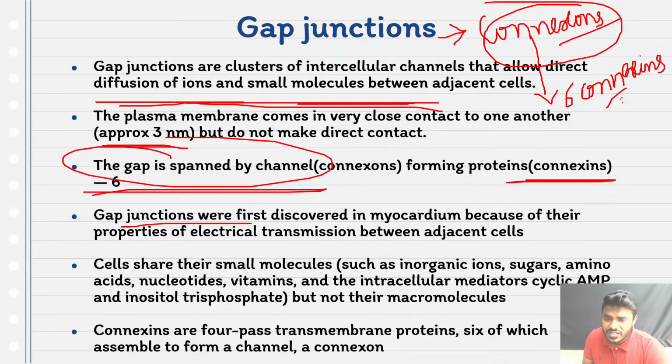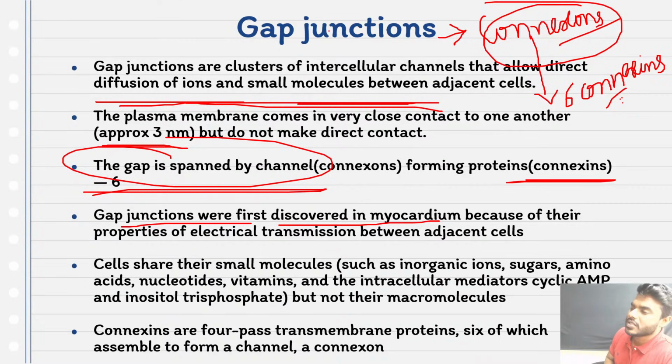The gap junctions were first discovered in the myocardium of the heart, because you know, right, in the heart electrical transmission has to occur continuously. What is electrical transmission? Movement of ions or movement of molecules. It has to move compulsorily, correct? So how are these ions moving? Of course with the help of gap junctions only.